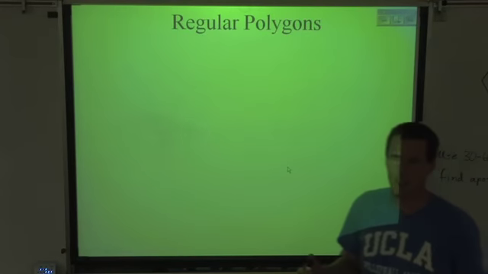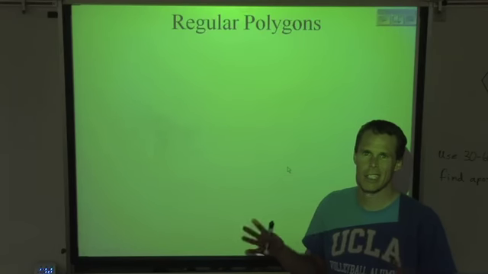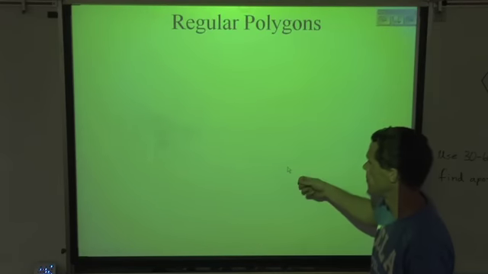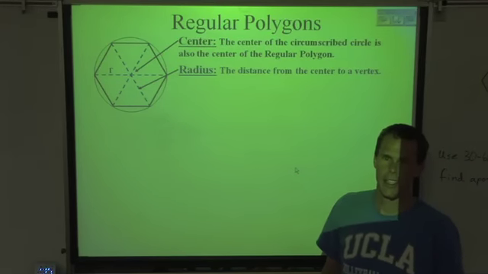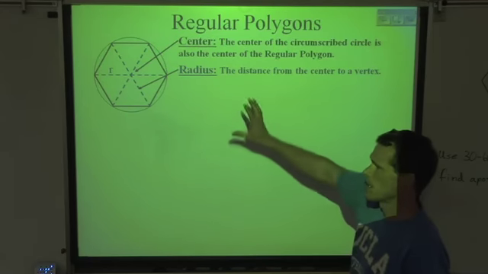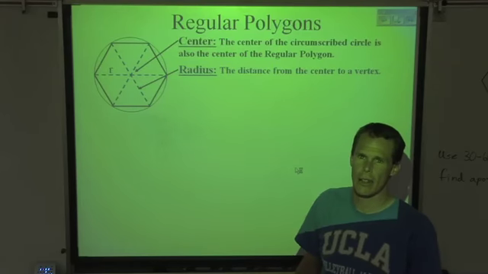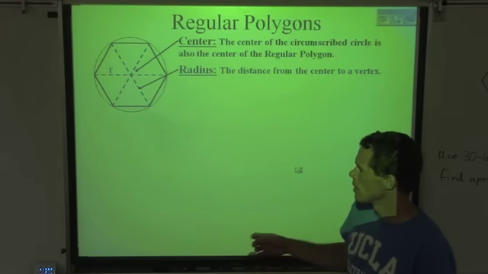We're going to start off by just defining the parts of a regular polygon and coming up with the basic concept of how we're going to work with them. So, a regular polygon is one that has all equal sides and all equal angles. It is both equilateral and equiangular. The sample picture is an equilateral, equiangular hexagon, or regular hexagon.